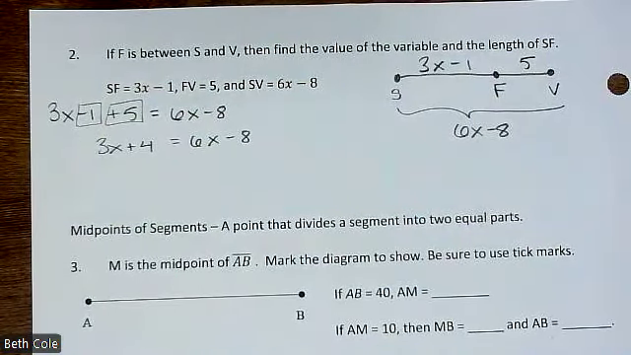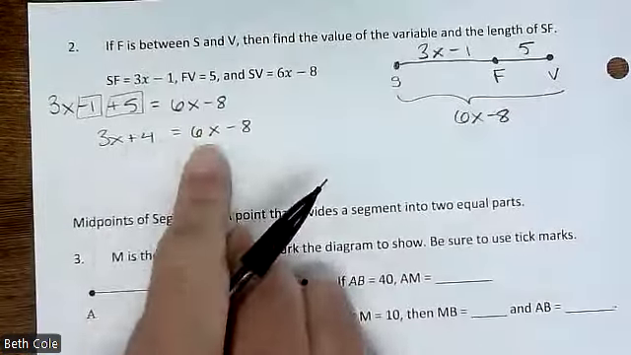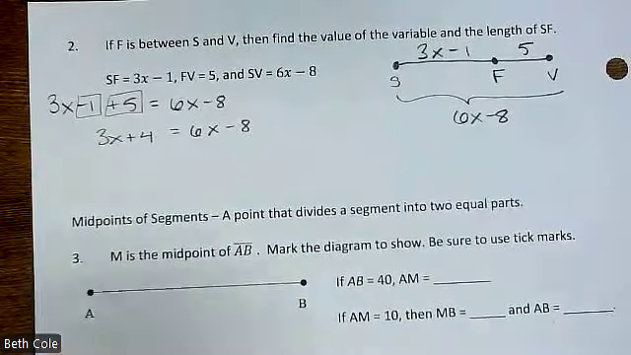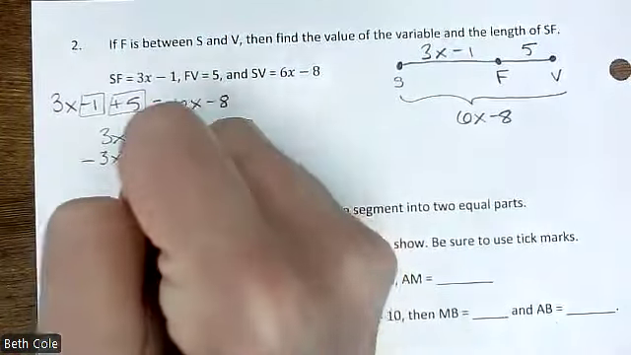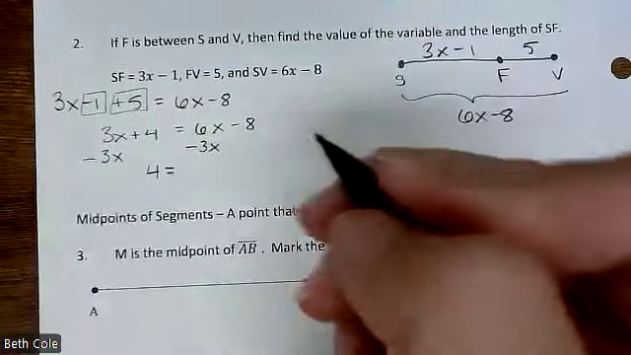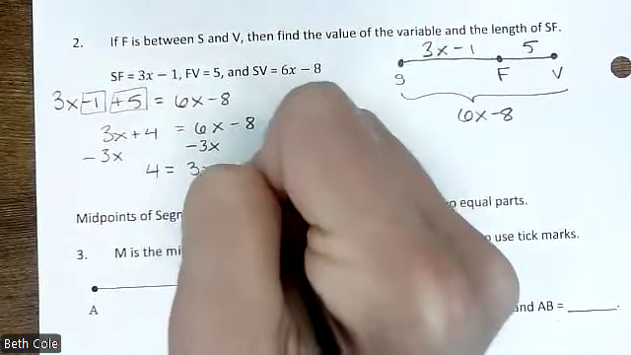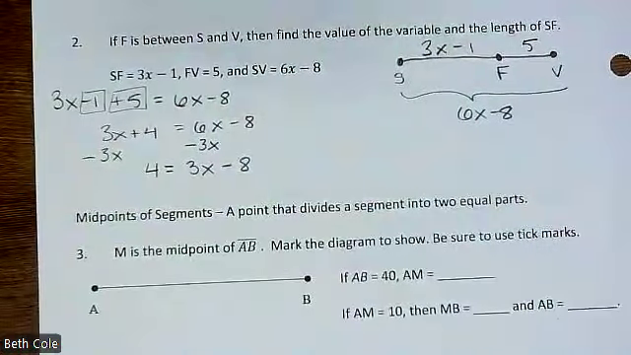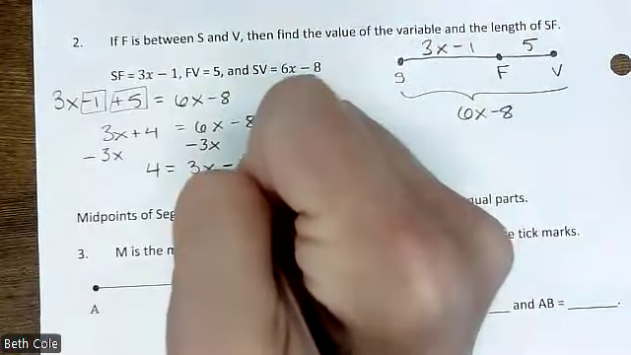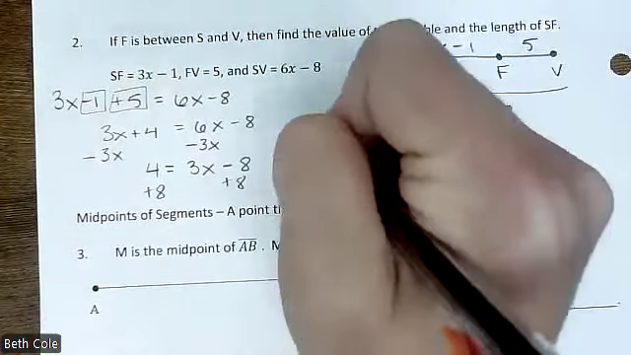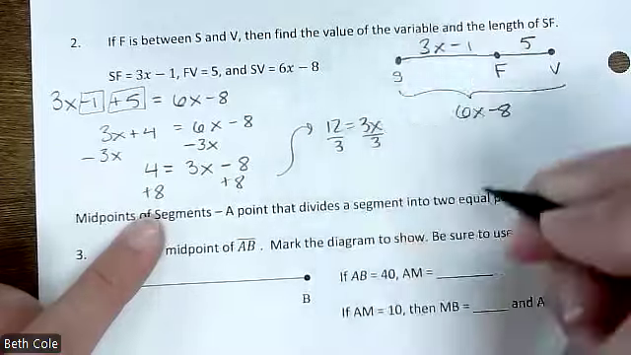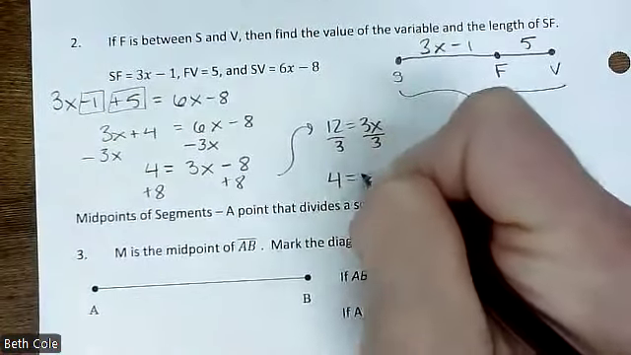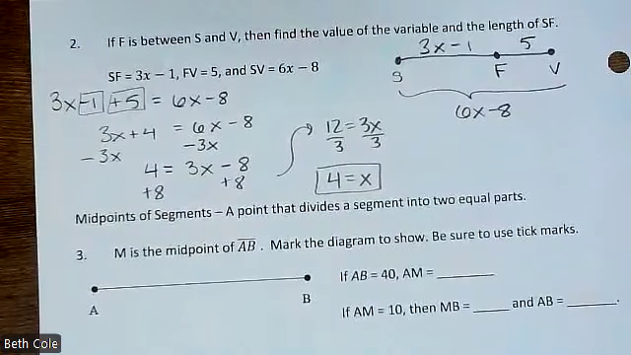And then what? Now you're trying to get the x's together. So do you want to subtract the 6x or the 3x? It's not going to matter. The 3x. All right, I want to keep them positive. So minus the 3x. Do you see how I lined them up? So you're going to have 4 equals 3x minus 8. Good. And then plus 8. You guys got it. I'm going to have to come over here. I ran out of space. Good. 12 equals 3x. Good. Now that gives you x is 4.